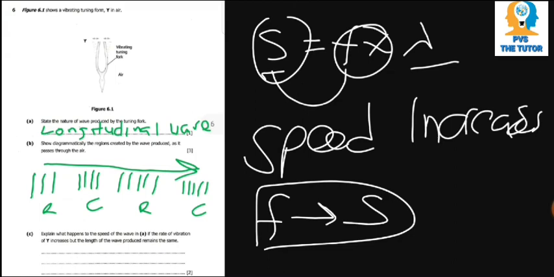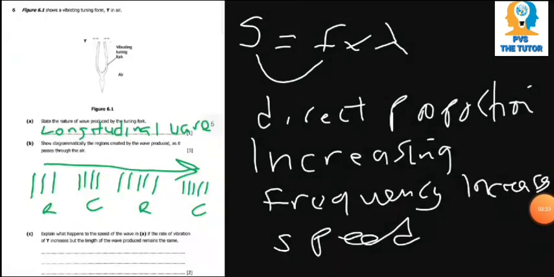So when they say it's directly proportional to speed, increasing frequency also increases what? Speed. Decreasing frequency also decreases speed, as long as wavelength remains the same. So speed is equal to frequency times wavelength. These two, they are direct proportions, you can see. So increasing frequency will increase speed, decreasing frequency will decrease the speed, and vice versa.